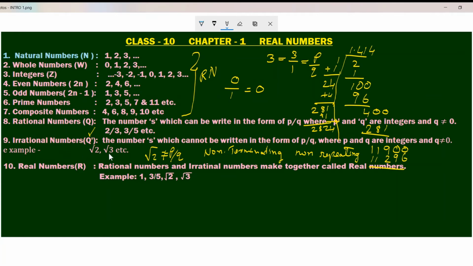Like this you can try for root 3 and tell me in the comment box what is the quotient of root 3.